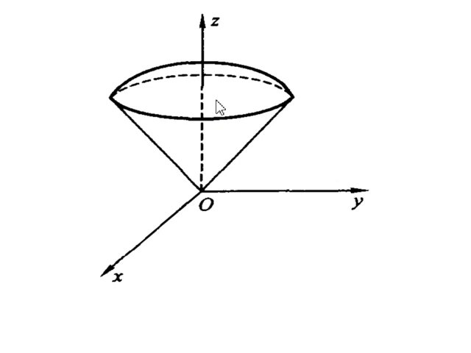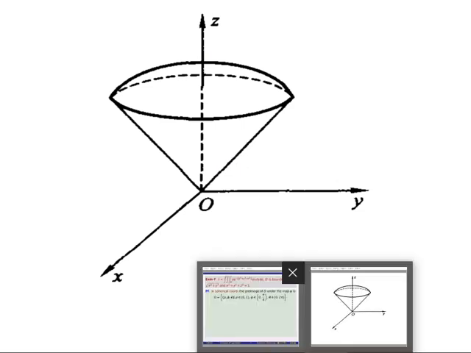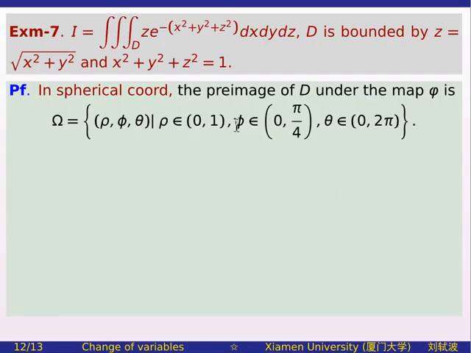Therefore, because z equals r, the angle between the cone and the z-axis is pi over 4. So this is the maximum possible phi in our domain, and phi is determined in this way.